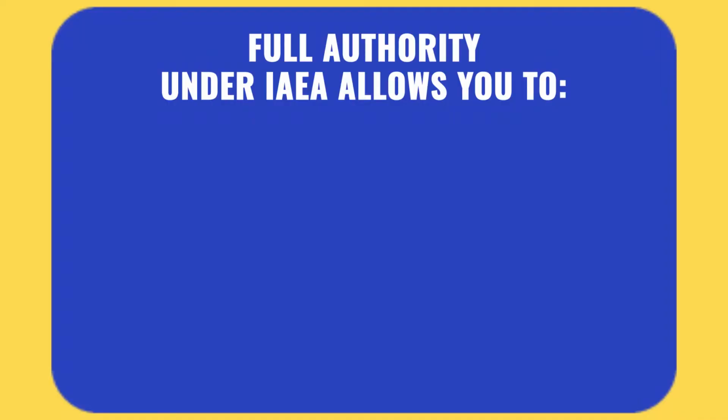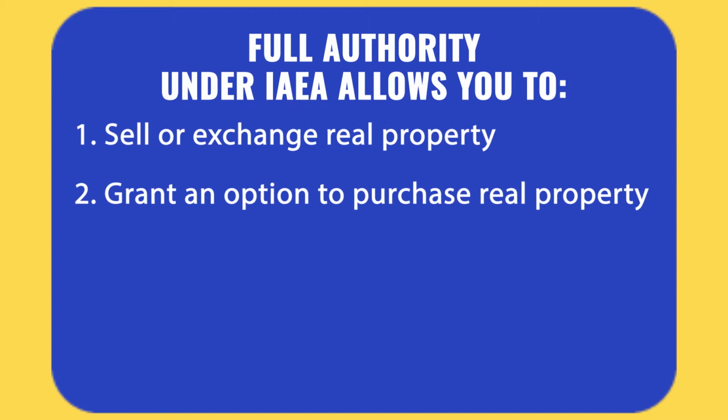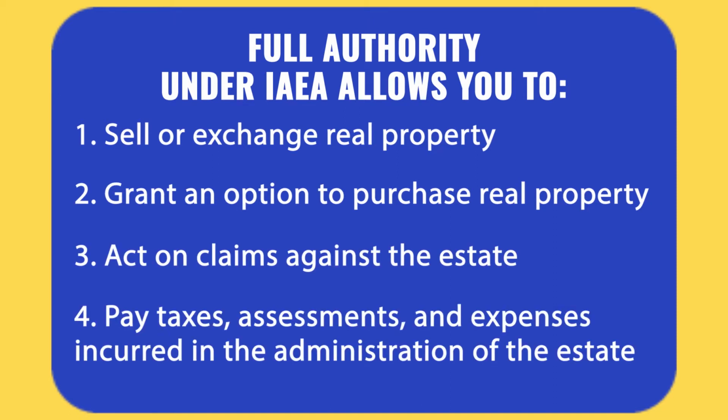Full authority granted under the IAEA rules allows you as the personal representative to do any of the following real estate related tasks without court supervision once you give a proposed notice of the action to the heirs or beneficiaries. You may sell or exchange real property, grant an option to purchase real property, act on claims against the estate, pay taxes, assessments, and expenses incurred in the administration of the estate. If the court only grants you limited authority, all of the actions listed above require court supervision and approval.